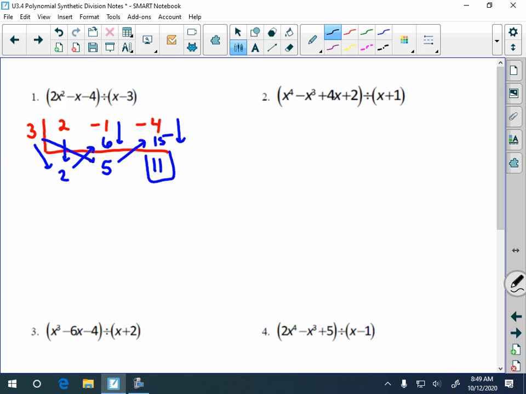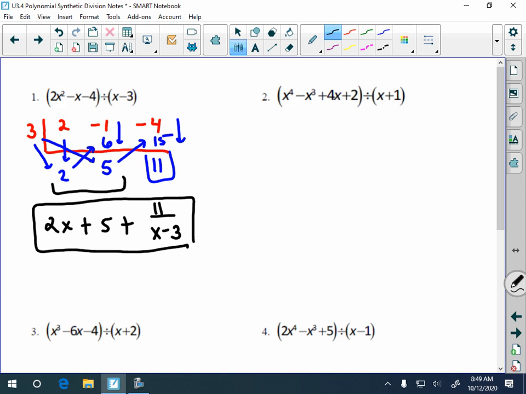So the original problem was a degree 2, 2x squared. Ours has to start with 1 degree less, so it's going to start with an x to the first. These are the coefficients, 2 and 5. So it's going to be 2x plus 5 plus my remainder, 11, over what I was dividing by, x minus 3.